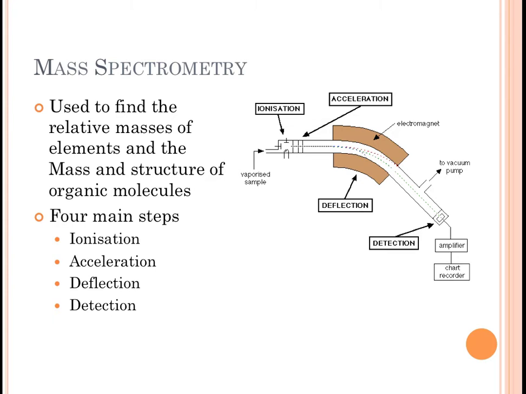Okay? It's used to separate molecules based on their mass. And we can use it to find the structure of organic molecules because we can find out how different atoms are grouped. And we can also find the molar mass, which is very useful. It's got four main steps, as you can see: ionization, acceleration, deflection, and detection.